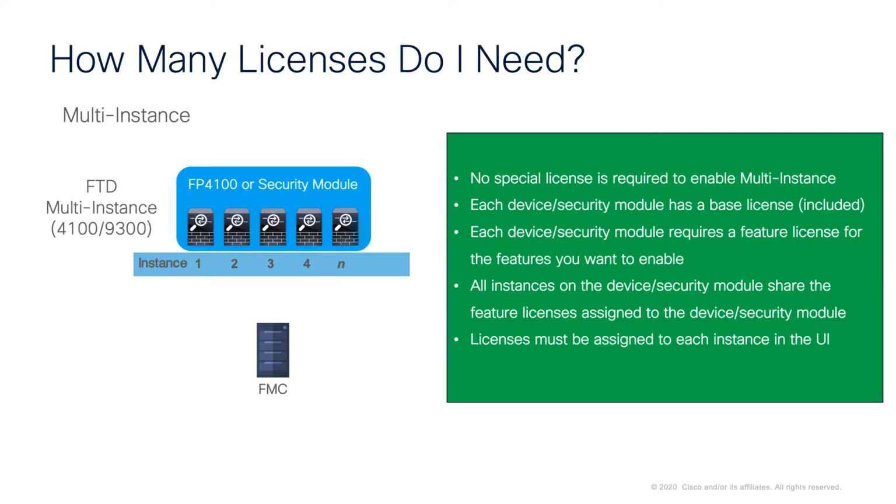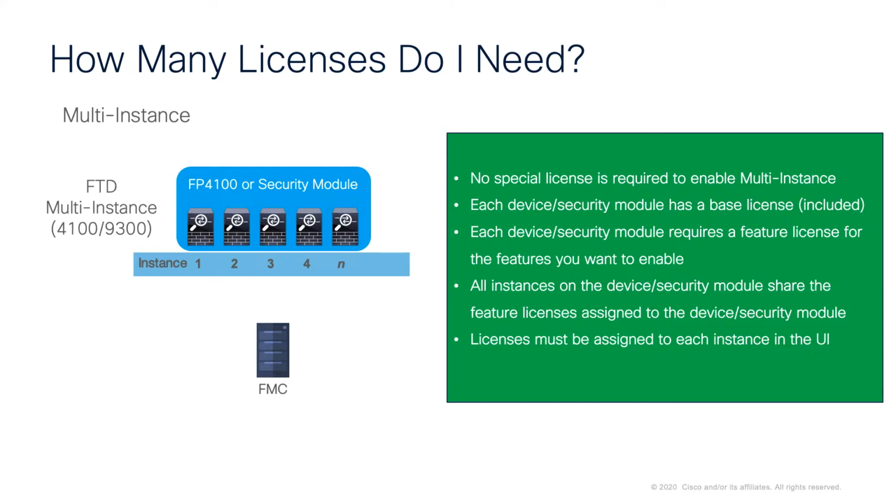The difference here is that all instances within that device or security module, so this is the multi-instance capability now, all of the instances that are configured within that particular device or security module will share the feature licenses that have been assigned to that security module. So if you have, as you can see here, for example, a Firepower 4100, and you have deployed, let's say, 4 instances in there, you don't need to purchase 4 threat licenses, because you've already purchased a threat license for the actual Firepower 4100 device. Then that threat license is shared between the instances that you deploy in that particular scenario.